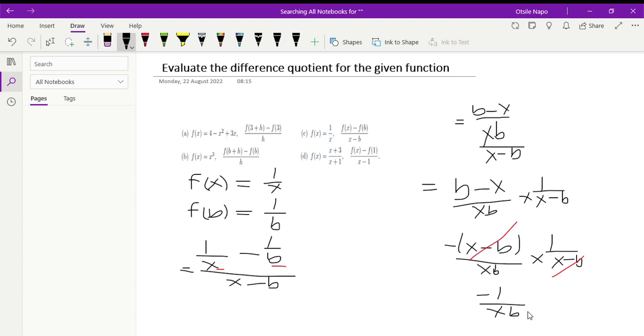Then this side we only have 1 over 1. When you multiply with 1 over 1, nothing changes. Always when you multiply with 1, nothing changes. Therefore, our answer, let me write it differently since I don't have space, is negative 1 over xb.